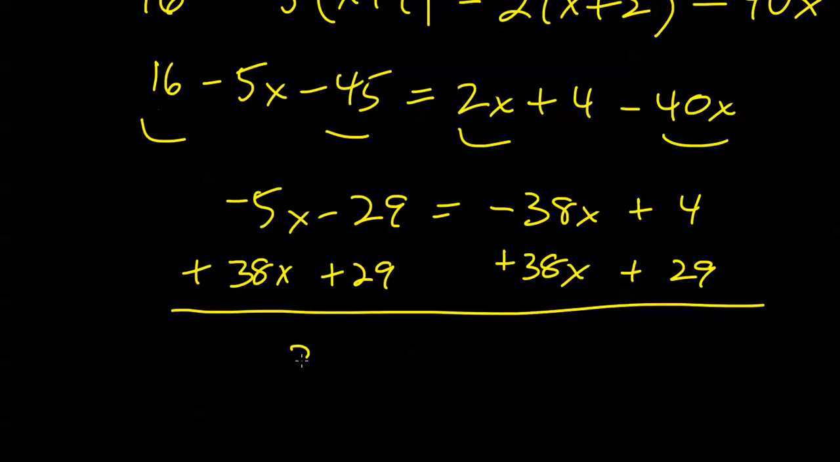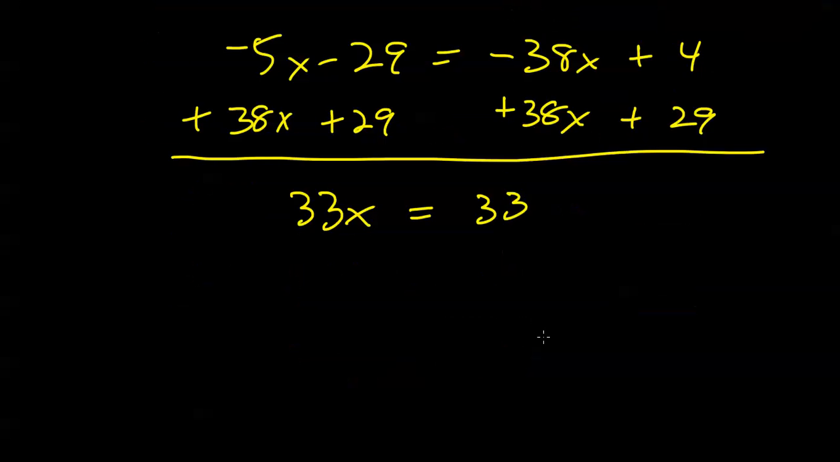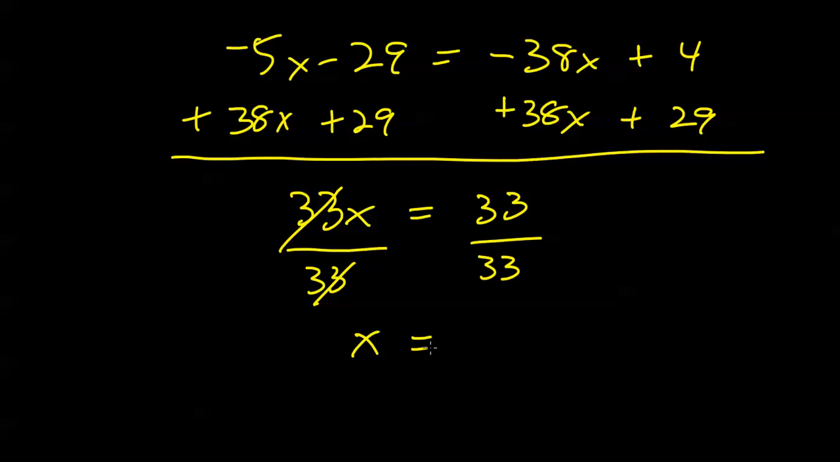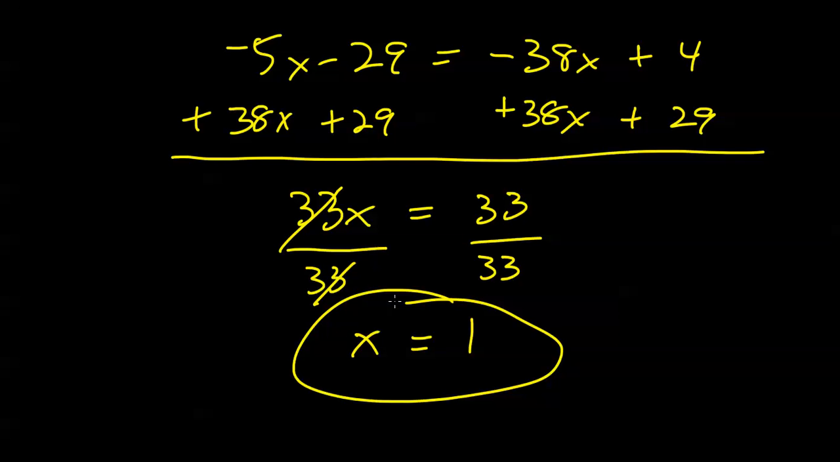So I end up on the left with 33x equals 29 plus 4 is, of course, 33. Well, that's convenient. So 33x equals 33. If you don't see it right away, well, I'll divide both sides by positive 33. The 33's cancel out on the left-hand side. I get x on the left equals, and of course 33 over 33 reduces to 1. So my final answer for this problem is x equals 1.